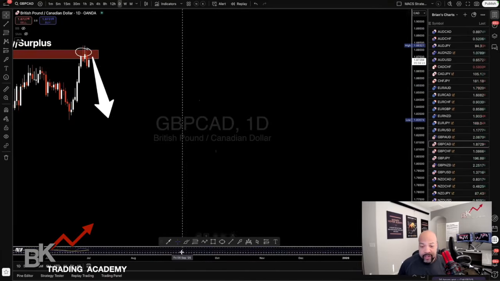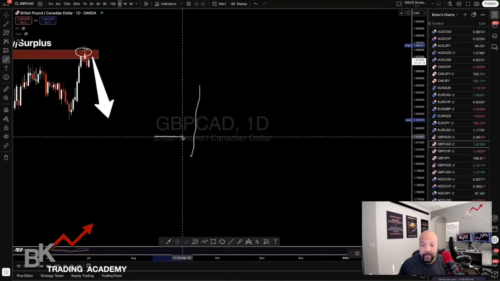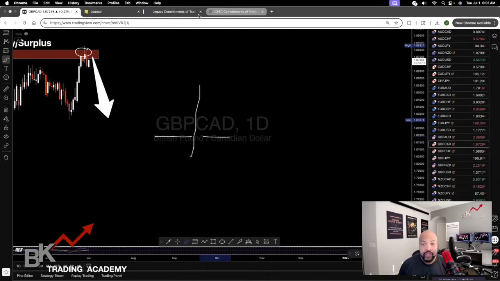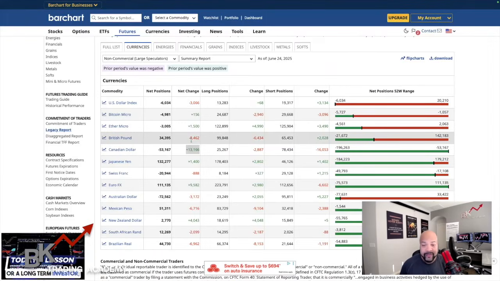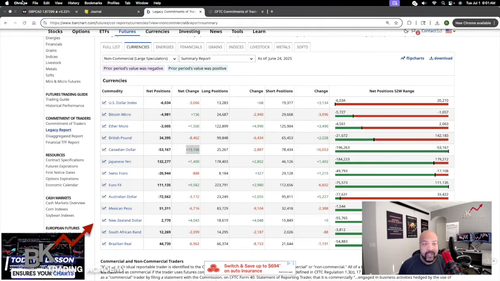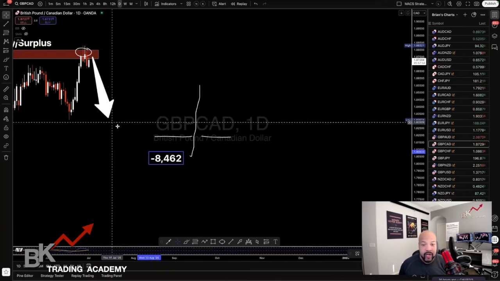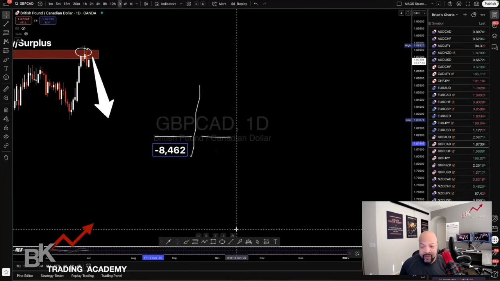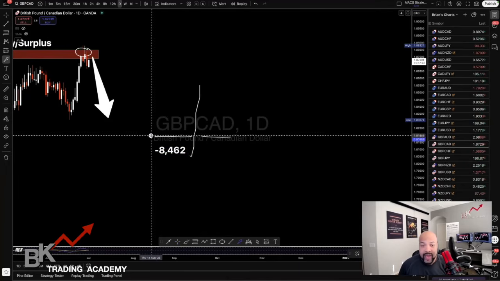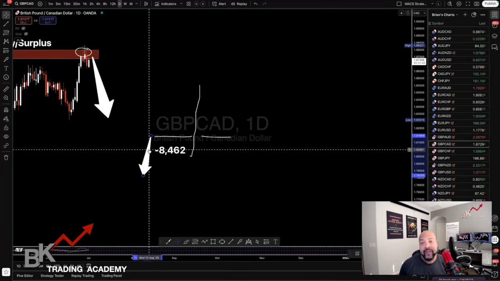When we trade, we're trading two currencies. I'm going to put a line right here. We're trading, in this case, the Great British Pound and the Canadian dollar. Now, let's go back to bar chart. And bar chart says that the Great British Pound has negative 8,462. So let's go back to the chart here. Now I put it on this side here for GBP, and I'm putting it down here just to let you know that this negative number tells you that the big banks and institutions have more shorts than they do long. So I'm putting this arrow here just to serve as a visual aid.